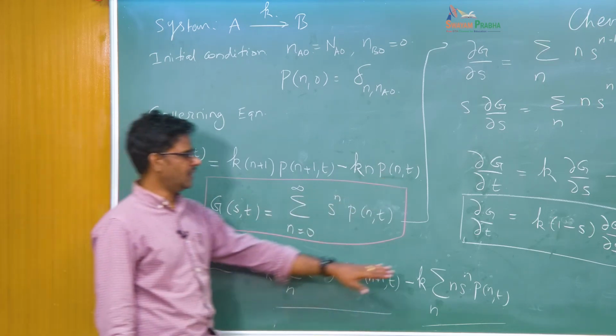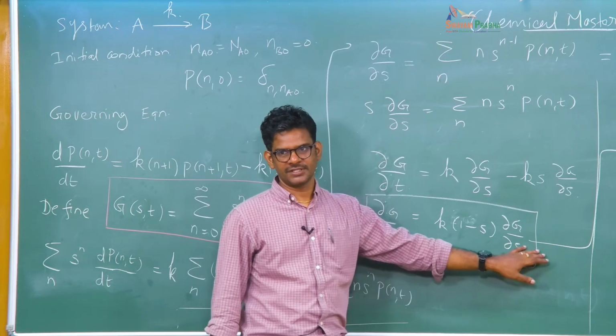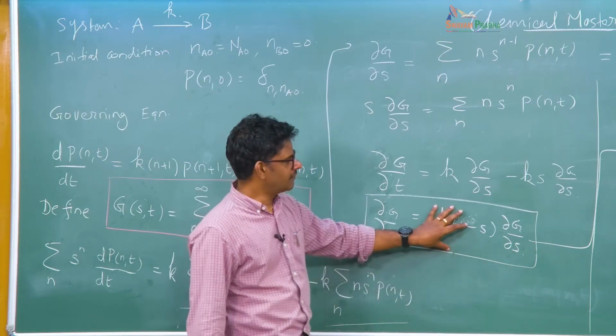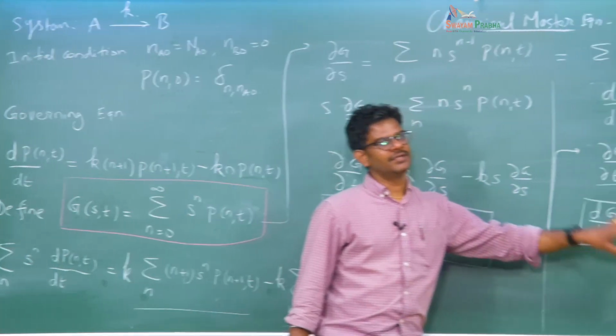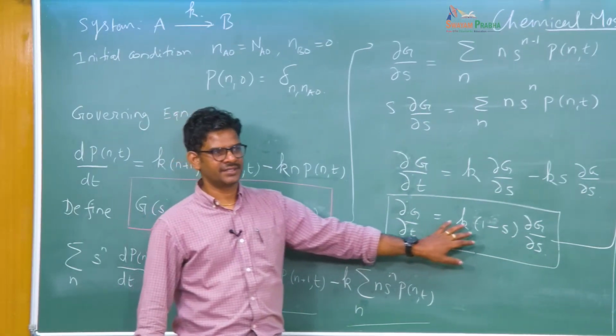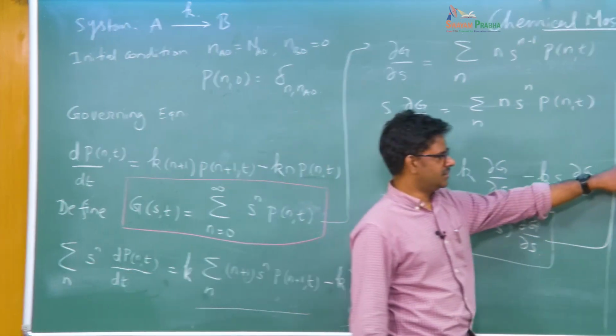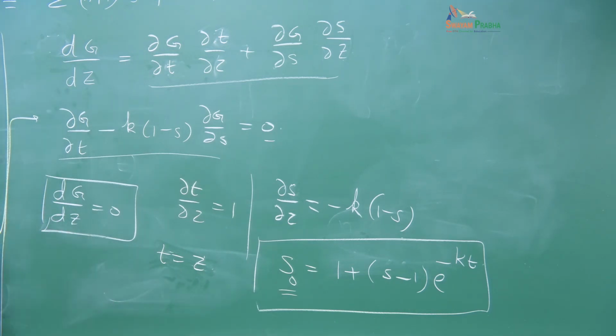By doing so, we arrive at this kind of partial differential equation. And to solve this, we use the method of characteristics. Tomorrow before you come to class, just read a little bit about the method of characteristics. You must have studied it in a mathematics course, and these things will be a little clearer to you. Okay, so we'll start from here in the next class.